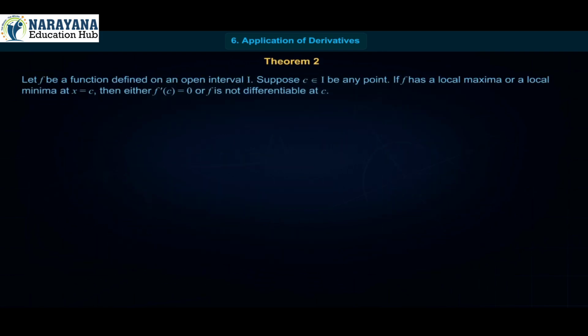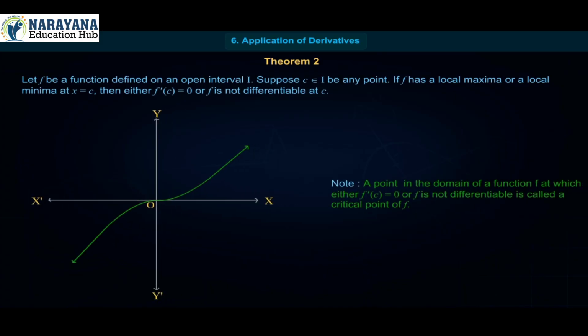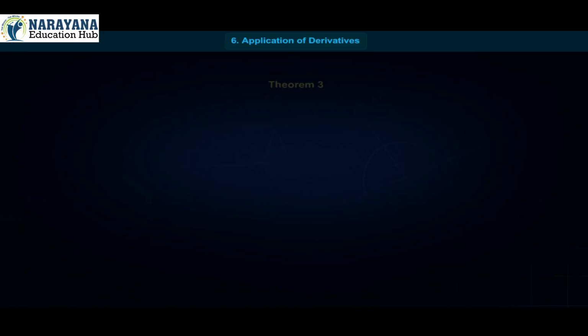Theorem 2. Let f be a function defined on an open interval I. Suppose c belongs to I be any point. If f has a local maxima or a local minima at x equals c, then either f dash of c equals 0 or f is not differentiable at c. Note, a point in the domain of a function f at which either f dash of c equals 0 or f is not differentiable is called a critical point of f.